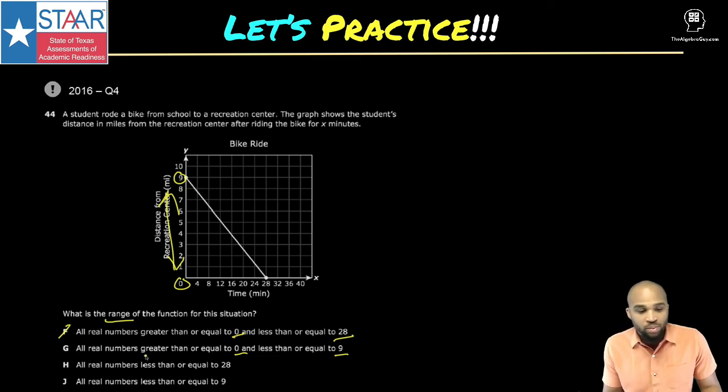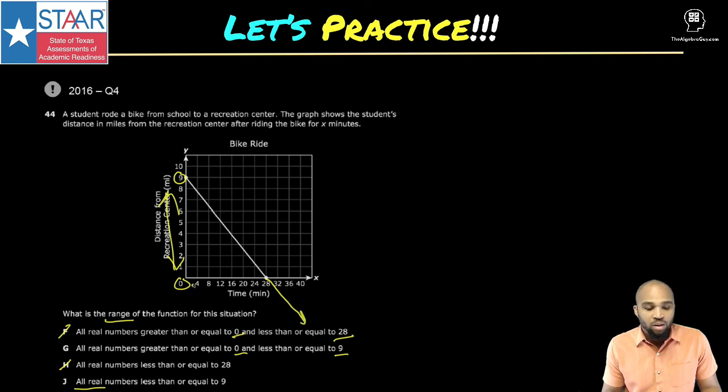You can have 1.2 miles. All real numbers less than 20. Nope, not everything less than 28. And all real numbers less than or equal to 9. This seems tempting right here, but it says all numbers less than 9. It didn't give any restrictions on stopping. So this says we can keep on going.